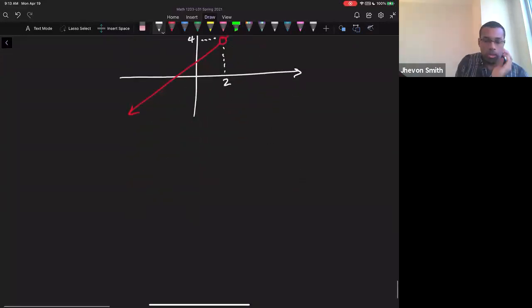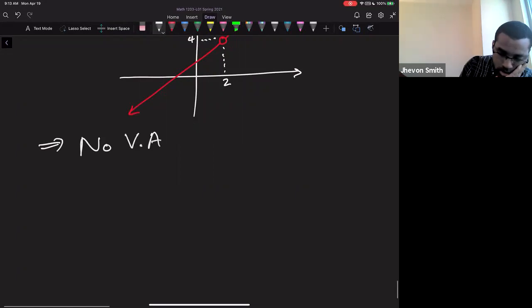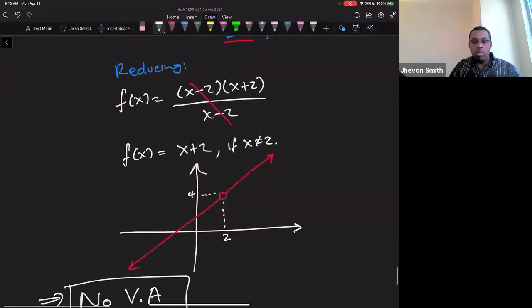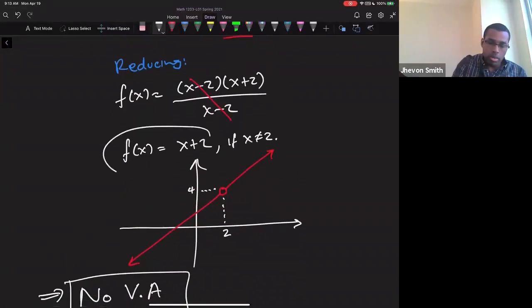So no VA, right? Because now the denominator here is not going to be 0. And you'll never find a finite x value where if you take the limit approaching that value, this will shoot up to infinity, because it's a polynomial. It doesn't have those kind of crazy behaviors.